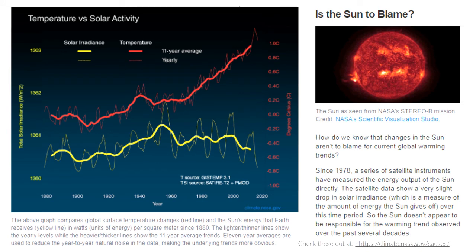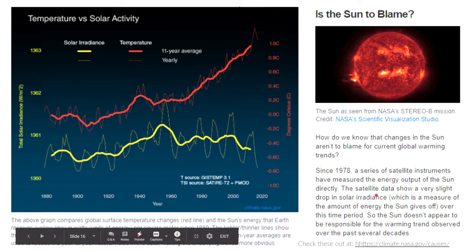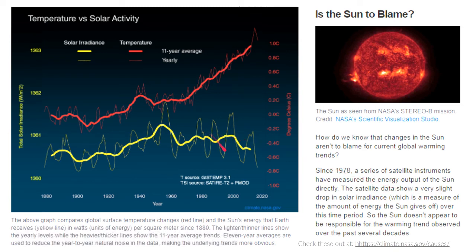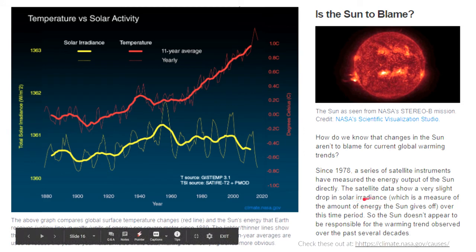It means that the sun is not as active, or the sun is actually sending out less solar energy into space. So it tells us that the sun is not really the one to blame, as you can see here in this short NASA article. The sun is not to be blamed because satellite data show a slight drop in solar irradiance, or solar radiation. This is the measure of the amount of energy that the sun gives off over a period of time.